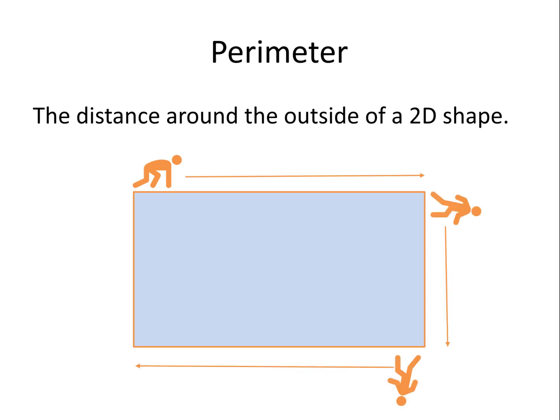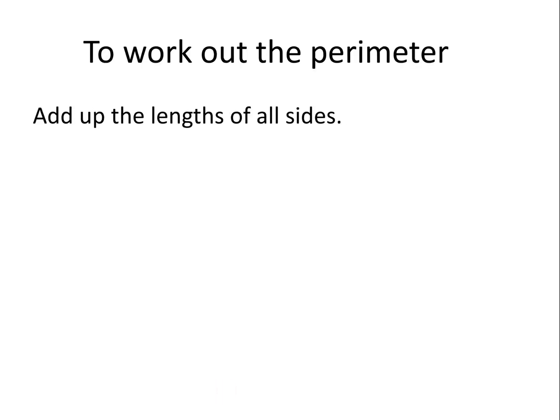Therefore, the perimeter of a field is the distance around the outside of a field. So a perimeter fence is a fence put around the outside of a building or a field or any other area. To work out the perimeter, we add up the length of all the sides.